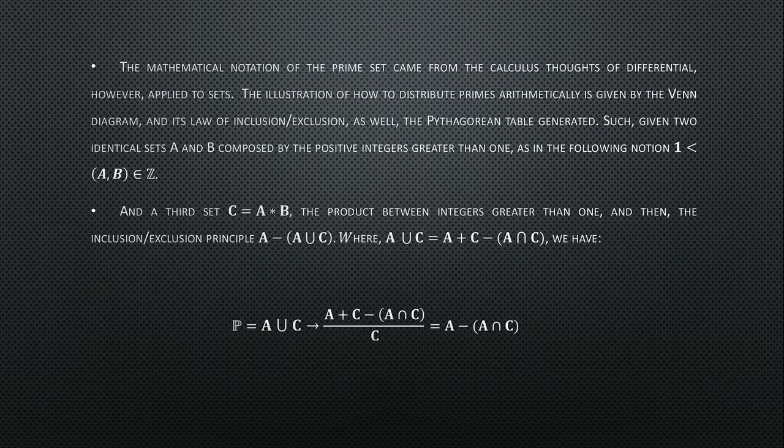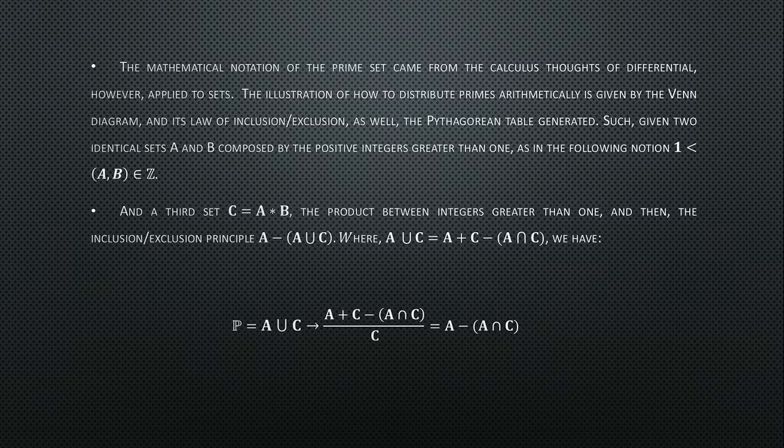The mathematical notation of the prime set came from the calculus thoughts of differential, however, applied to sets. The illustration of how to distribute primes arithmetically is given by the Venn diagram, and its law of inclusion-exclusion, as well, the Pythagorean table generated.